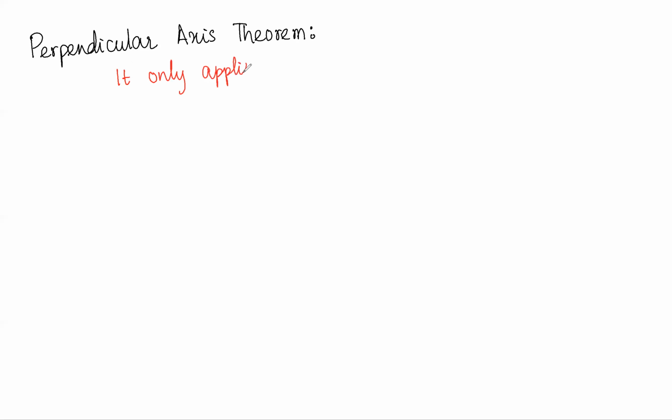The next topic today is the perpendicular axis theorem. What is the perpendicular axis theorem? When is it applied? It applies first of all to only two-dimensional objects. Keep in mind this condition. It only applies to two-dimensional objects, 2D objects. It does not apply to three-dimensional objects.